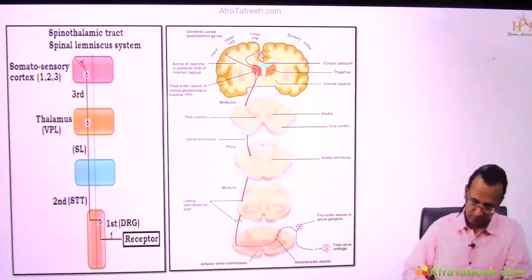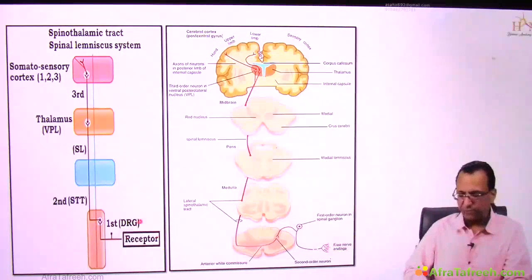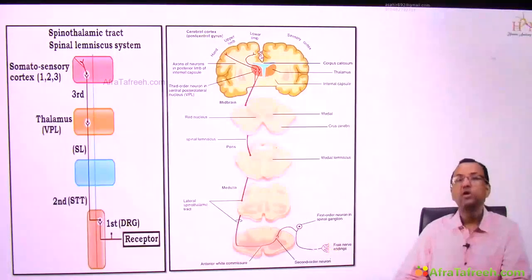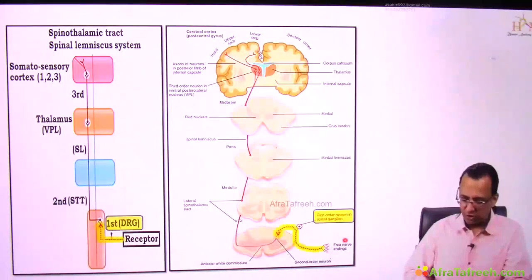Who is the receptor, carrying pain and temperature? Yes. Pain and temperature of the body, the receptor is the free nerve ending. So free nerve endings are carrying pain and temperature. Where to? Actually, the first order neuron is again the dorsal root ganglion. So the dorsal root ganglion is the first order neuron.